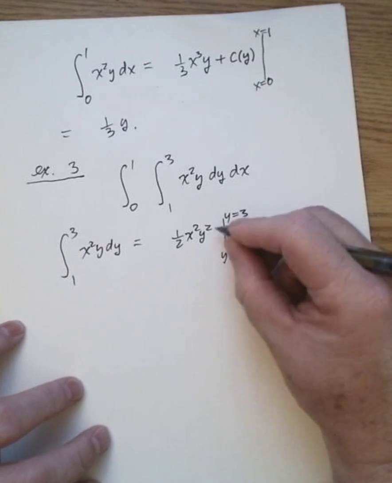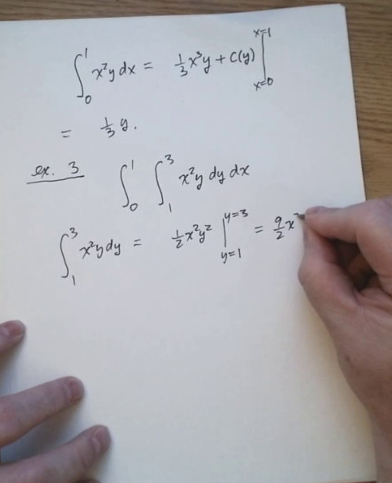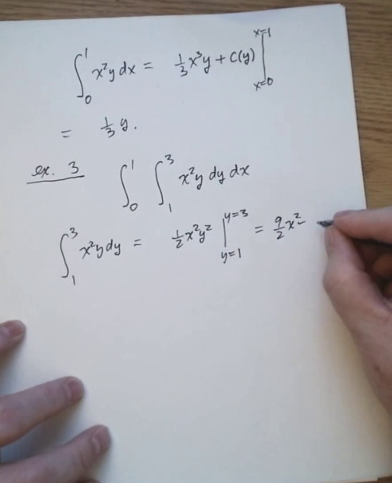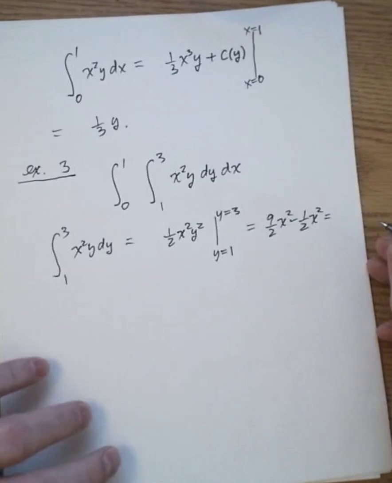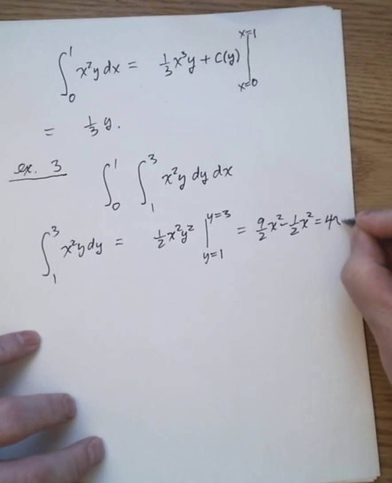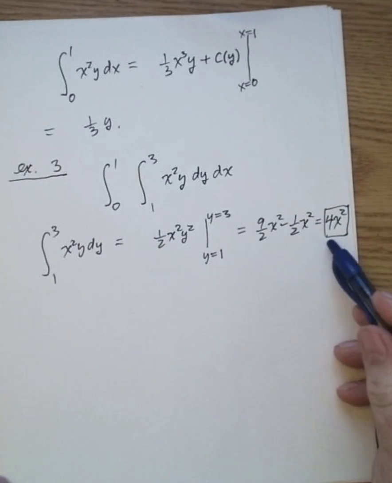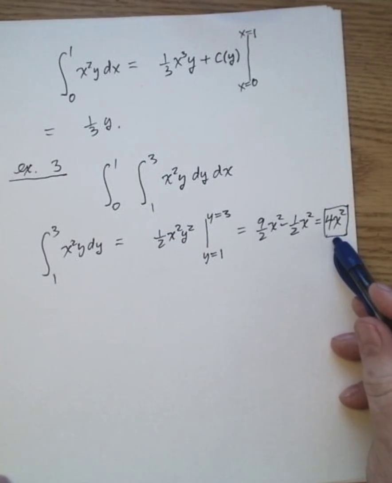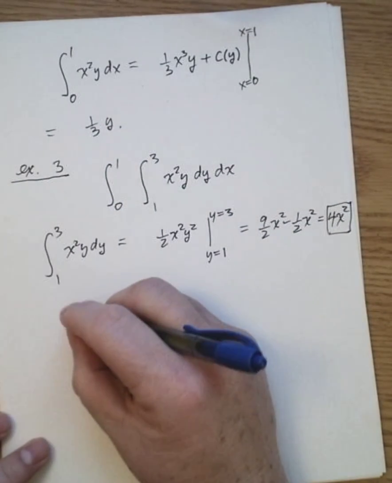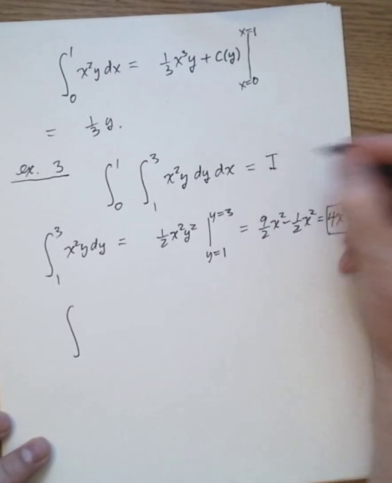3 squared is 9, so we have 9 halves x squared. Y is 1, so we have 1/2 x squared. That ends up being 8 over 2, so that looks like 4x squared. So that inner integral indeed ended up being a function of x. Now, to finish the problem out, maybe I should go ahead and give that a name, I.